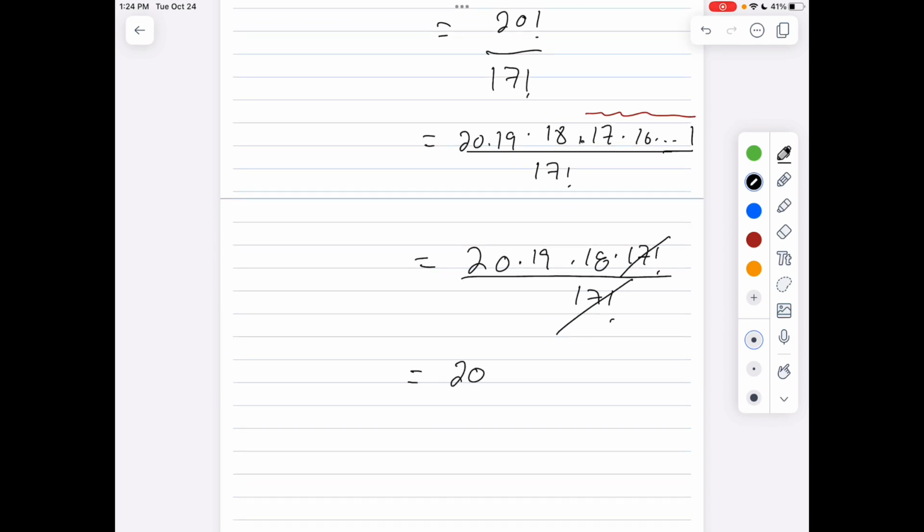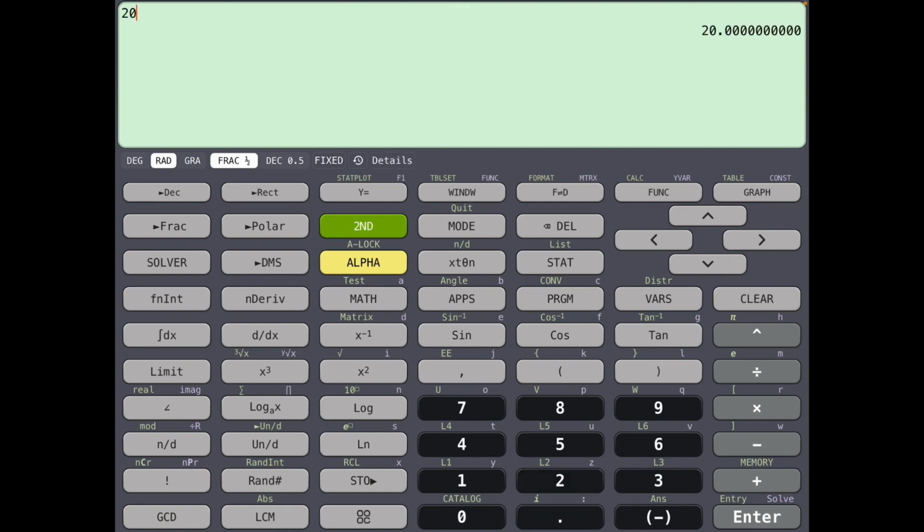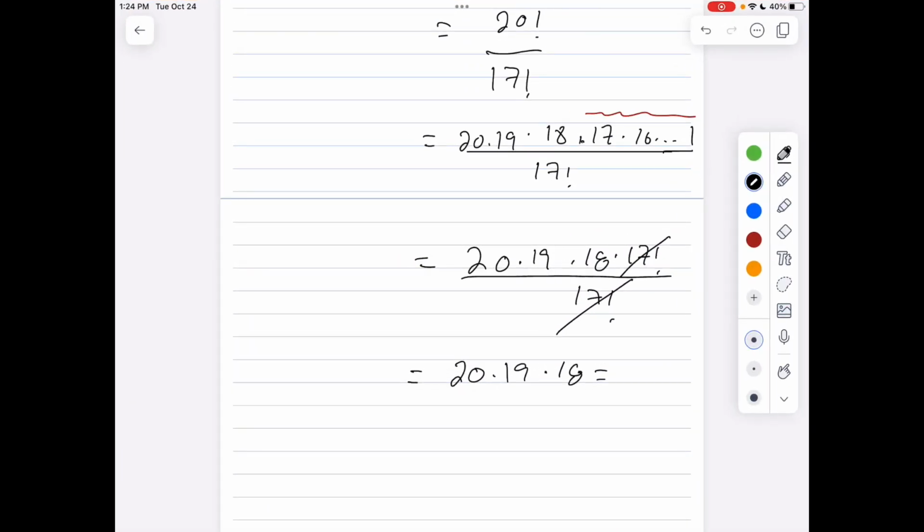So then our result would be 20 times 19 times 18. And if we put this into our calculator, we would get 6,840. So there are 6,840 groups of 3 that you can make from 20 people.